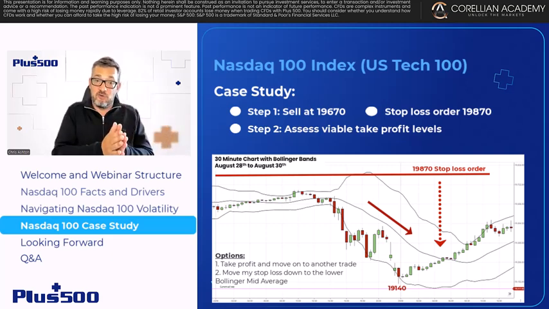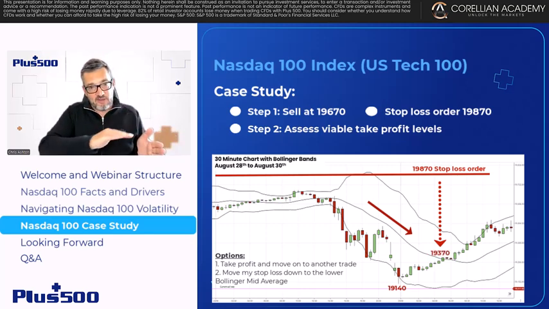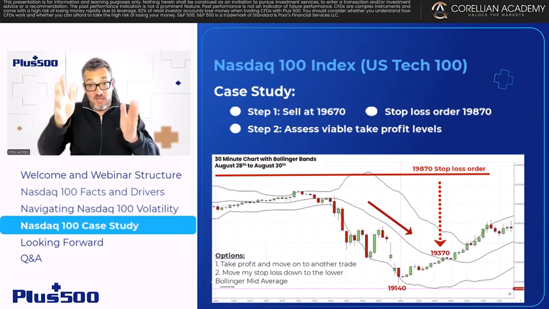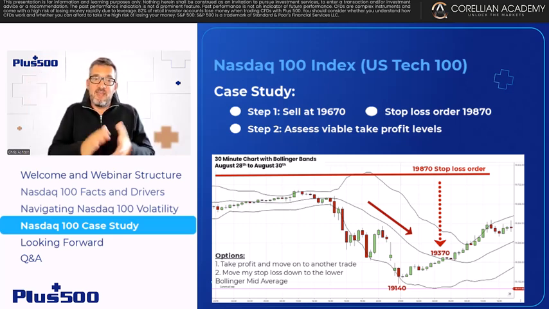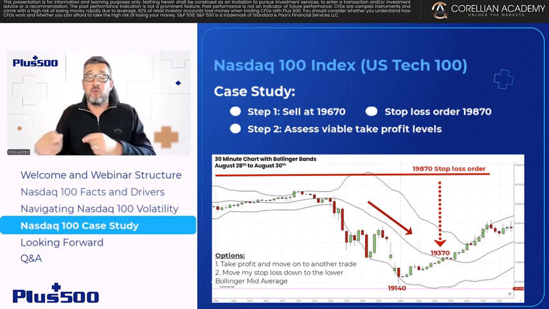If I had chosen option two, I would have been stopped out for a profit at 19,370 when the index breaks back above the Bollinger mid-average, as you can see on screen. Now, to be clear, this isn't investment advice, but just one example of how you could have traded the Nasdaq 100 Index CFD on the Plus500 platform over last month's Nvidia earnings report.